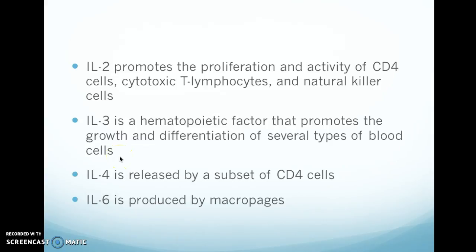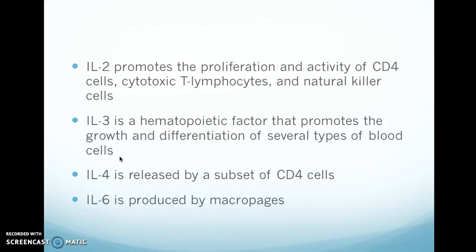Okay, so the next one is IL-3. That is a hematopoietic factor that promotes the growth and differentiation of several types of blood cells. So it's a blood growth factor. And then IL-4 is released by a subset of CD4 cells, and it helps to stimulate antibody production.